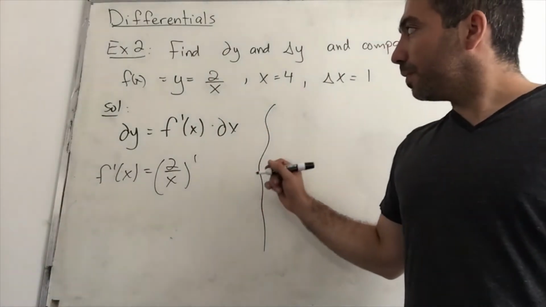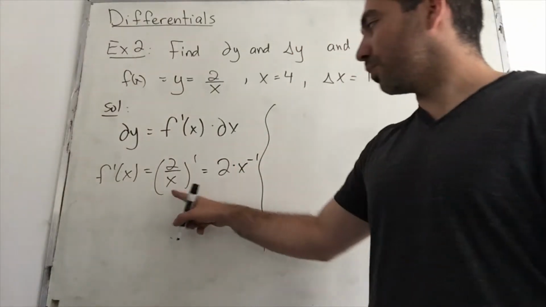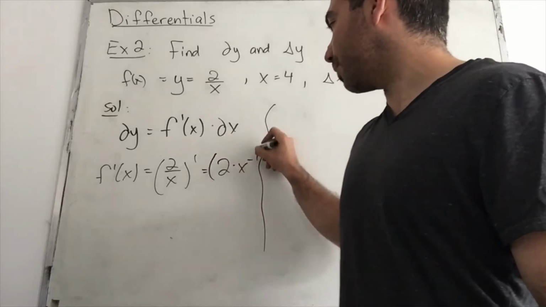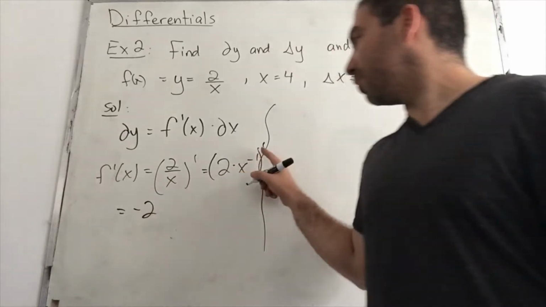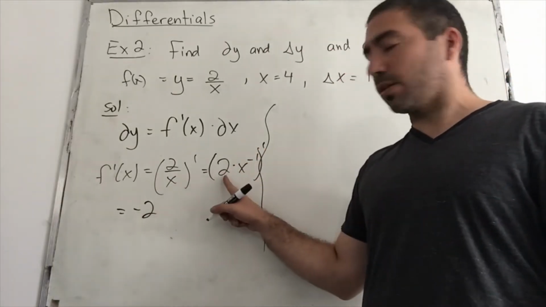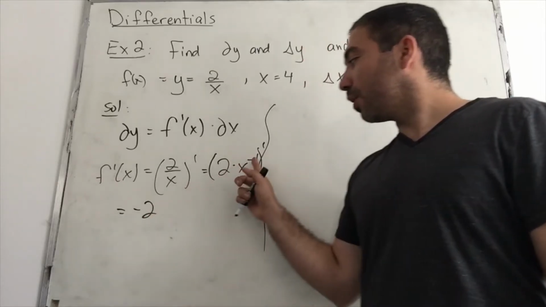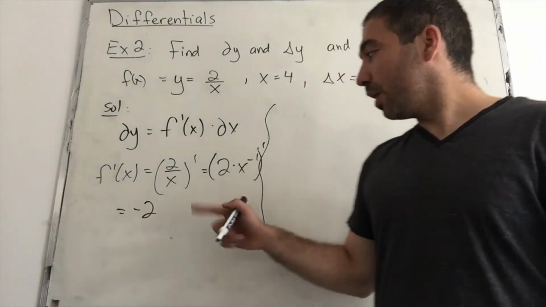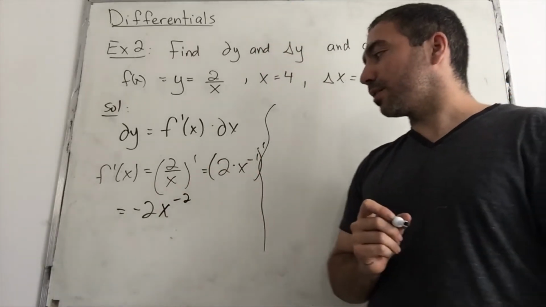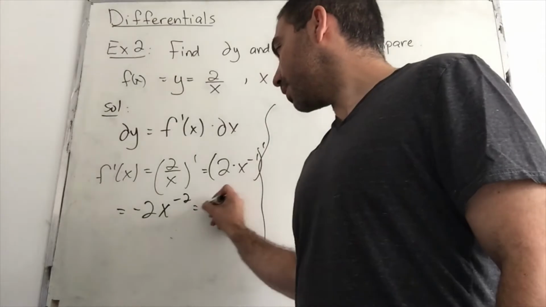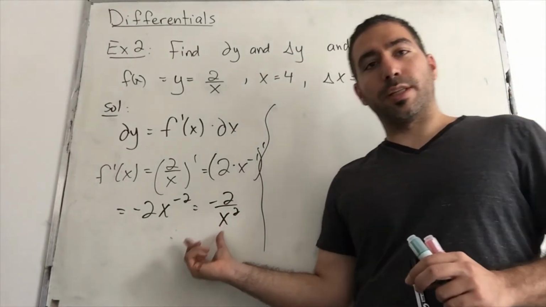Okay, so let's go ahead and do that. This could be written as 2 times x to the negative 1. So we're bringing the x up and we're going to take the derivative of this. The 2 is a coefficient, a constant multiple, so we leave it in the front. We're going to drop the negative 1, giving us negative 2, and then subtract 1 in the exponent, leaving us with negative 2 times x to the negative 2. So we could rewrite this as negative 2 over x squared. Using quotient rule, you should get the exact same answer.